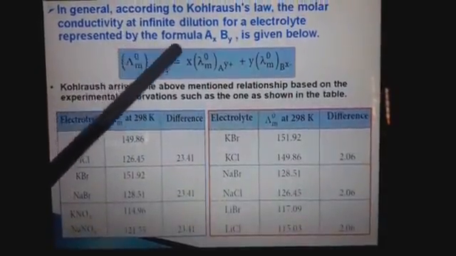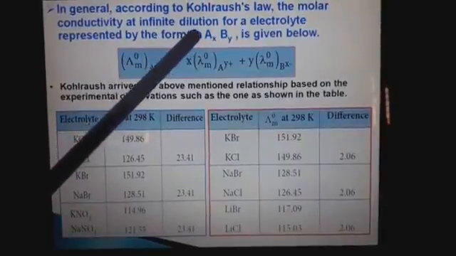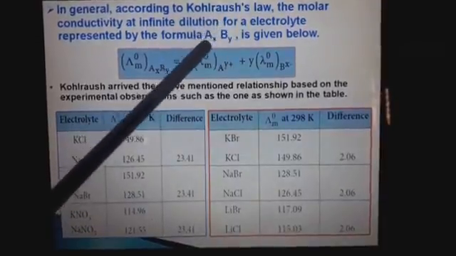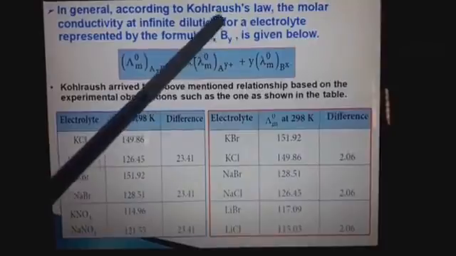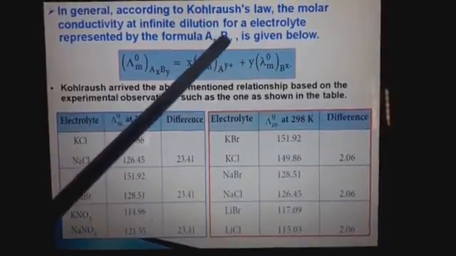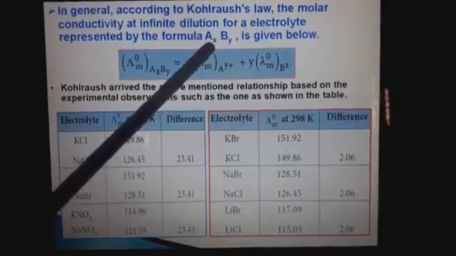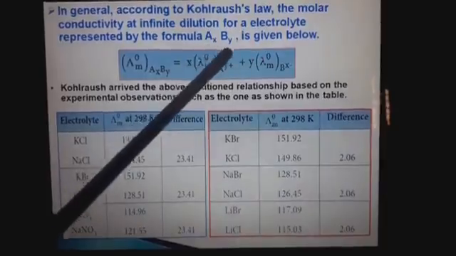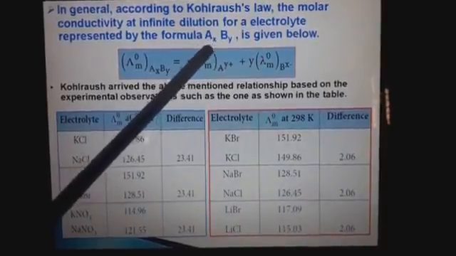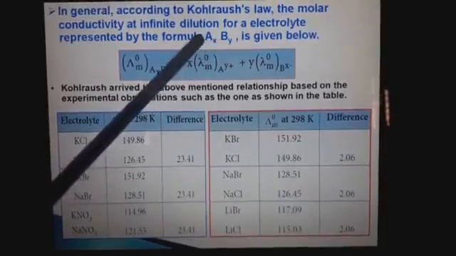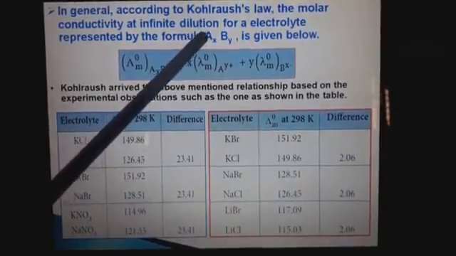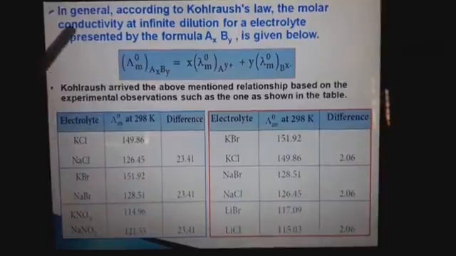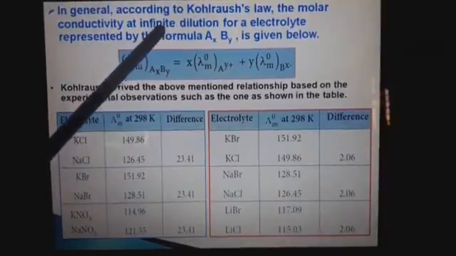Next, according to Kohlrausch's law, consider the molar conductivity at infinite dilution of the electrolyte AxBy. AxBy is an example for any compound, for example NaCl, KCl, HCl, or HNO3. Take the electrolyte AxBy, where A is the cation, B is the anion, and x and y are the number of atoms. That is Kohlrausch's law for molar conductivity at infinite dilution.